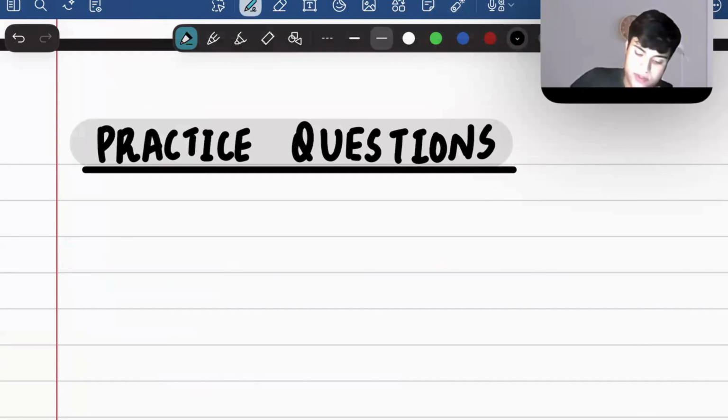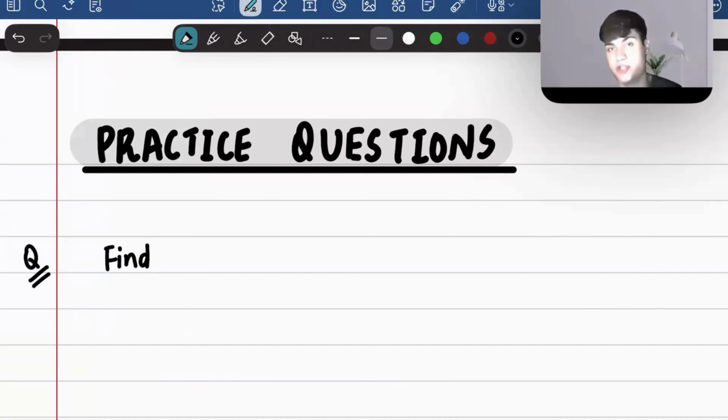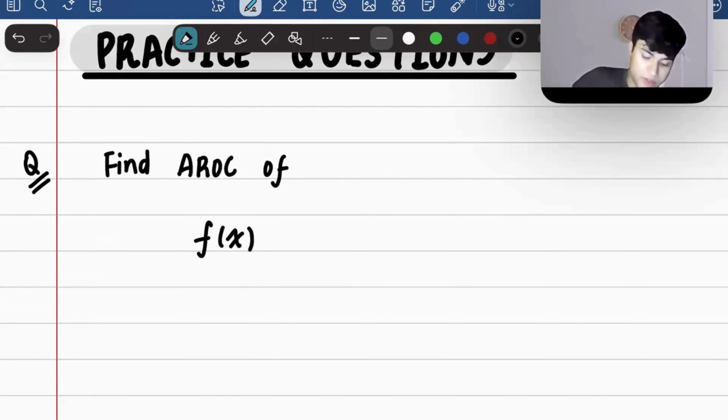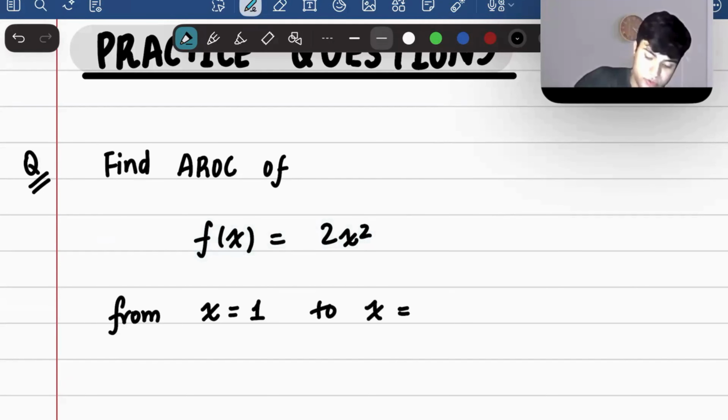Let's start with the first practice question. I'm not going to write out average rate of change again and again, so let's say AROC, the short form. We want to find the average rate of change for a function. The function given is 2x squared, and we want the average rate of change from x equals 1 to x equals 4.